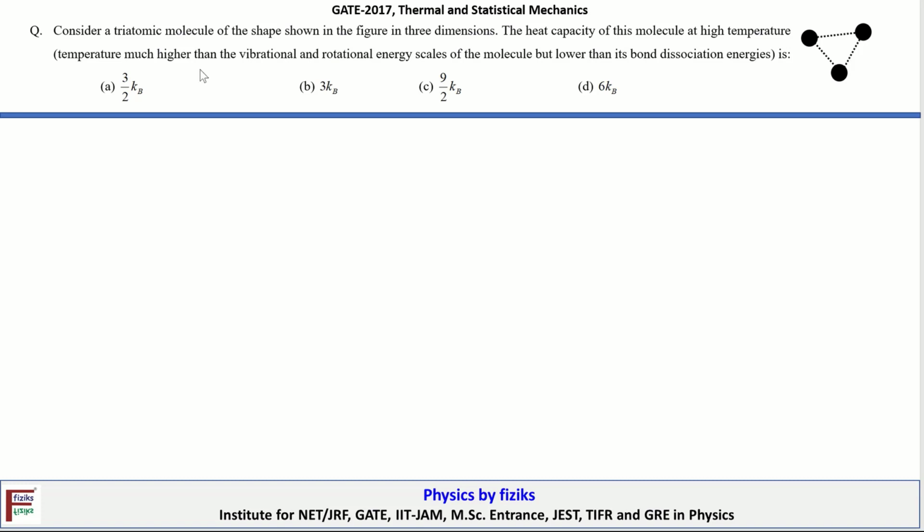consider a triatomic molecule of the shape shown in figure in 3 dimension. Okay, so we are having a triatomic gas molecule which is non-linear. So that's the first point that we must note here. We are having a non-linear triatomic gas molecule.